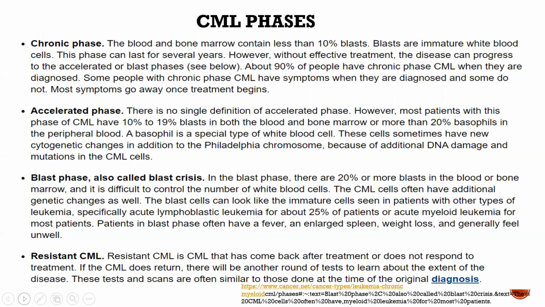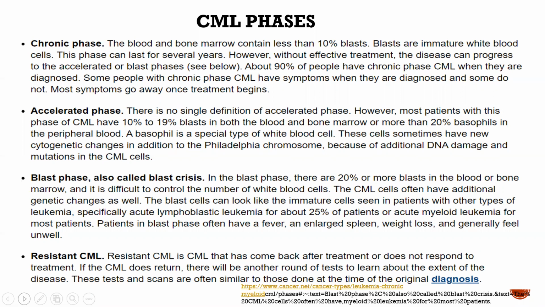About 90% of patients with chronic myelogenous leukemia present in the chronic phase at the time of diagnosis. Some people in the chronic phase may have symptoms when they are diagnosed, and some may not. Most symptoms go away once treatment begins.